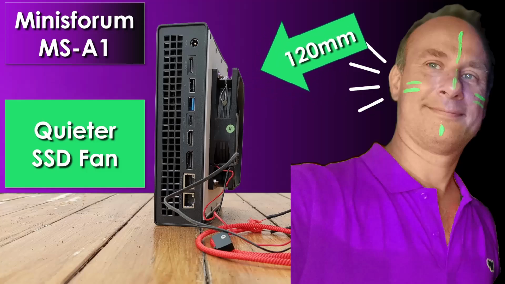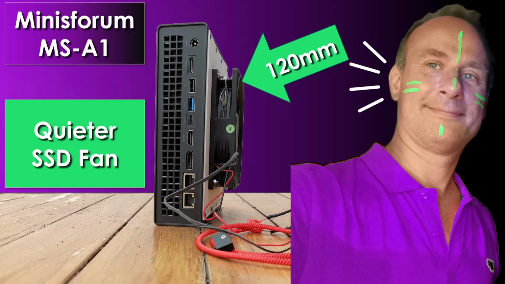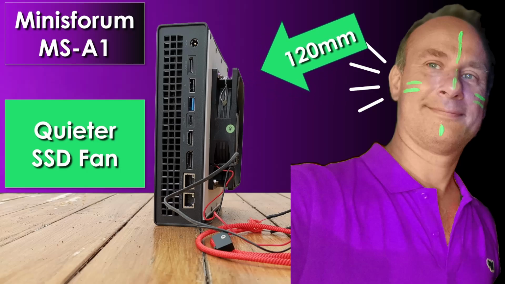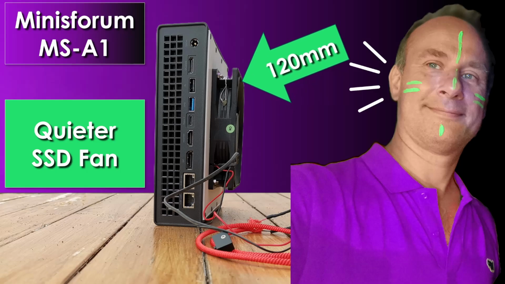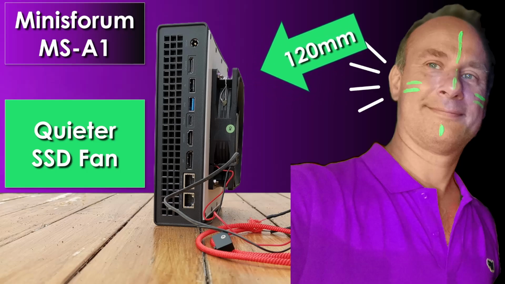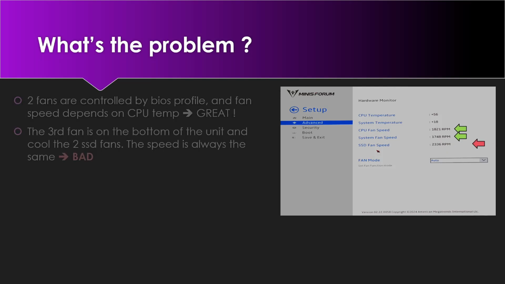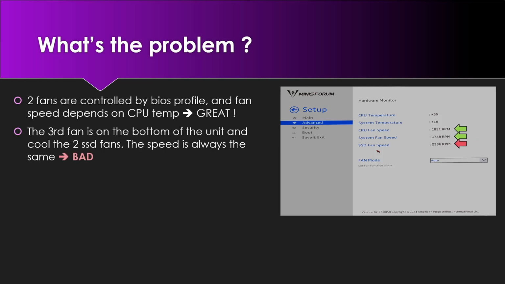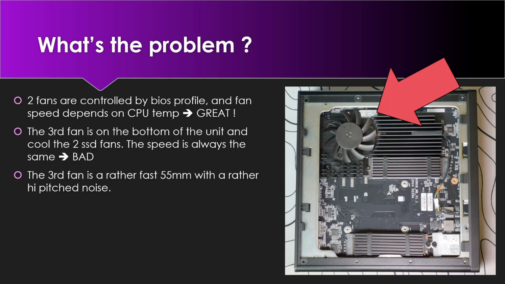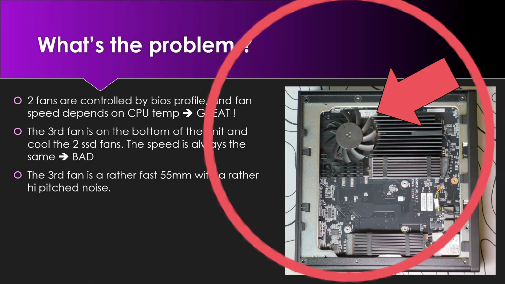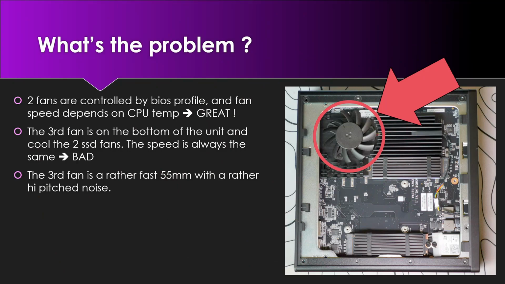Hi everyone, today I'm going to add a low speed fan on my Minisforum ms-a1 to get it quieter at idle. So what's the problem? There are two fans controlled by BIOS. This is great. However, the third fan isn't controlled, it's always at full speed. It's a small fan, 55 millimeters around that, and it's rather high-pitched noise.